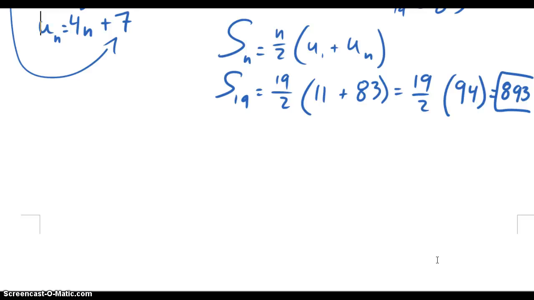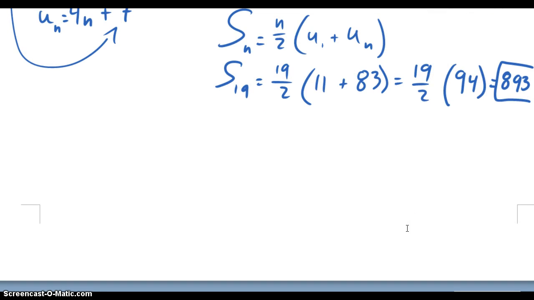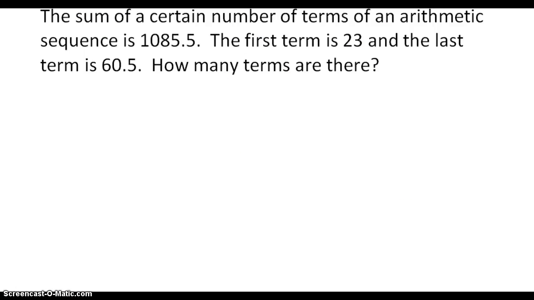There's one other concept that I want to show you here, and that is if we have a sum and the first and last term, and we want to know how many terms there are. Pause for just a second and I'll fix that. Okay, we're back. So we're looking at the sum of a certain number of terms of an arithmetic sequence is 1085.5. The first term is 23 and the last term is 60.5. How many terms are there?